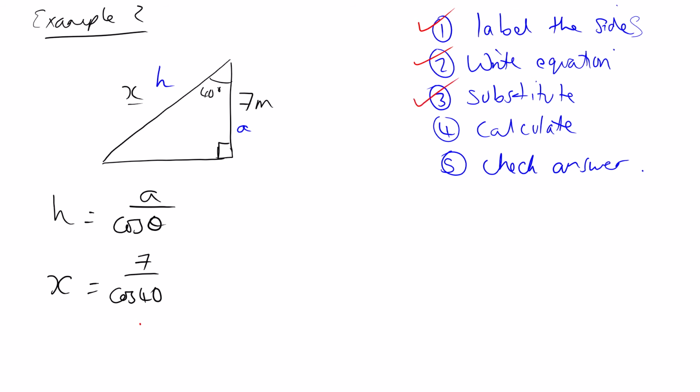Substitution is done. Now we need to calculate. So get your calculator out. 7 over cos of 40 is going to give us an answer of 9.14. I'm going to round it to 2 decimal places. And we'll notice here that we've got a length in meters, so we need to make sure our units are there as well. So we've calculated. Let's check our answer. Again, this side here, our adjacent side, is 7 meters. Our hypotenuse is going to be longer than that. So 9 makes sense. It's in the right ballpark. 9, I would say, is correct.